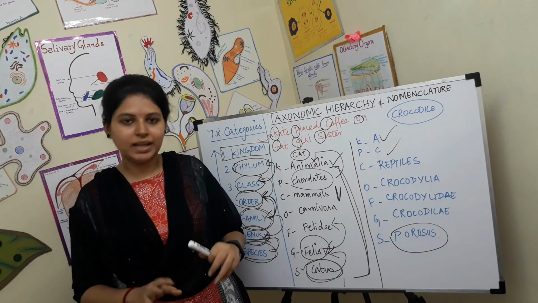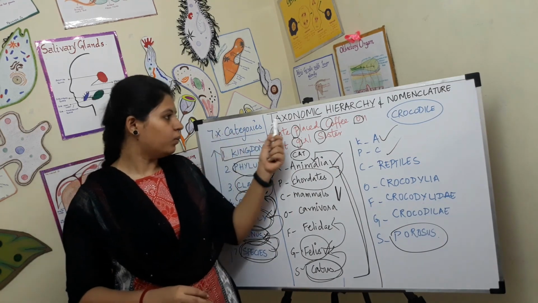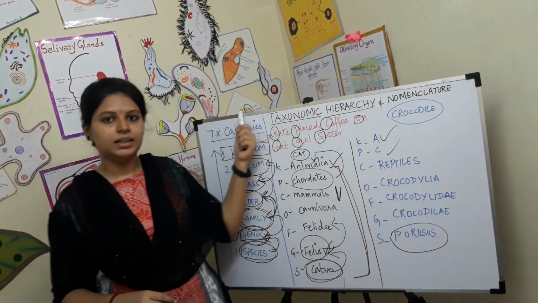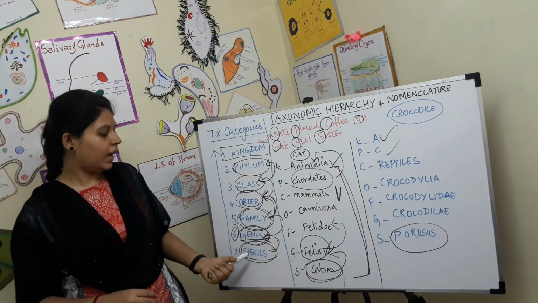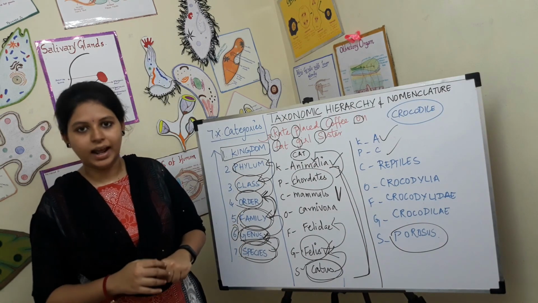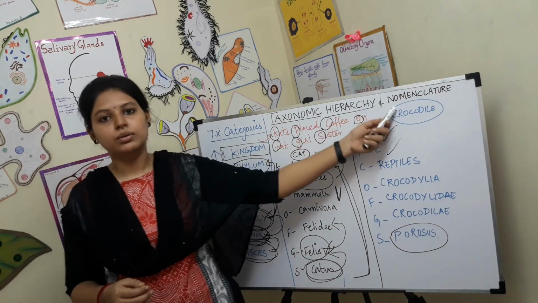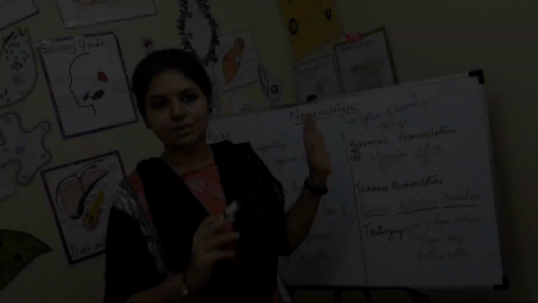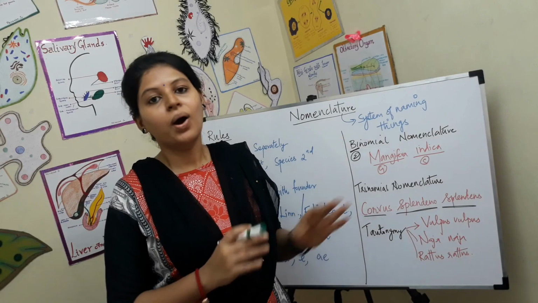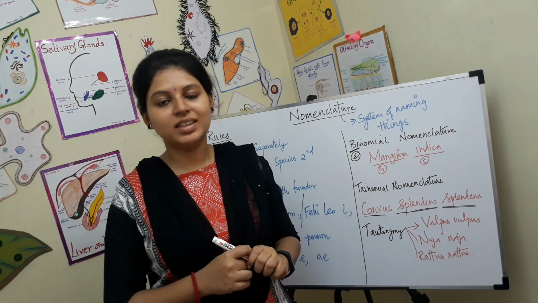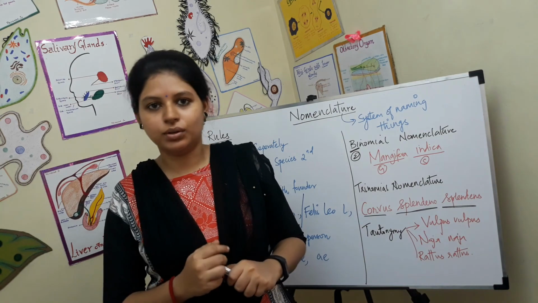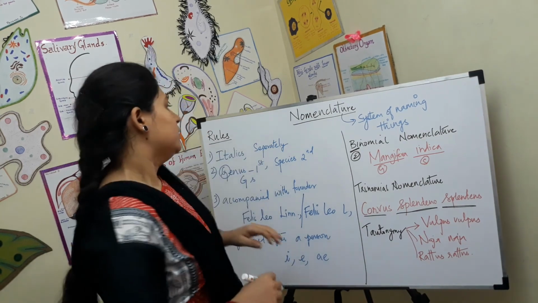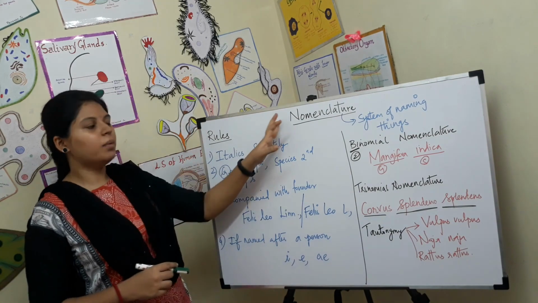So for today's class, we saw what the taxonomic hierarchy is, the 7 different ranks, and we explained all these ranks. Next we will move on to nomenclature. Once we are done with nomenclature, we are done with our first chapter. Then we will move on to our second chapter. So yes, first is nomenclature.